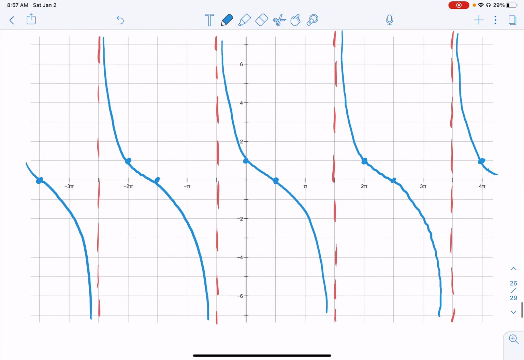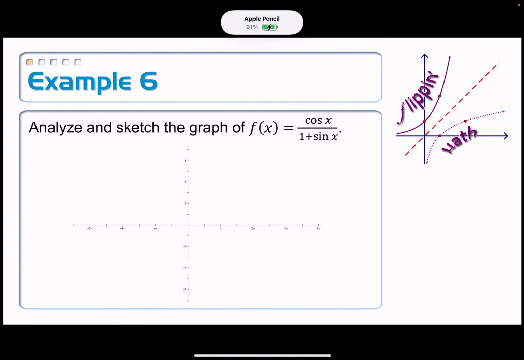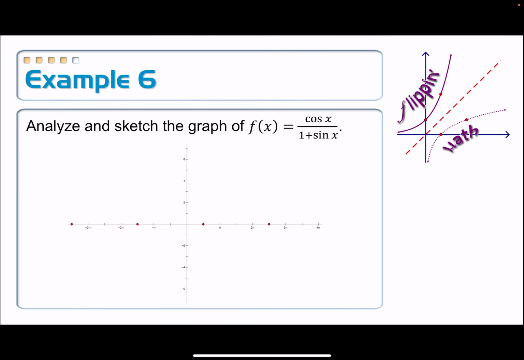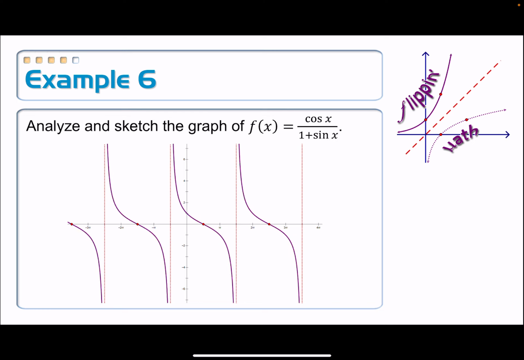Looks pretty sweet. Let's see what the PowerPoint says about all of this business. Come back over here and over here. And here are our x-intercepts, I guess. Here's our vertical asymptotes. And voila, each one of our little intervals. Yeah, that's approximately what we got there.